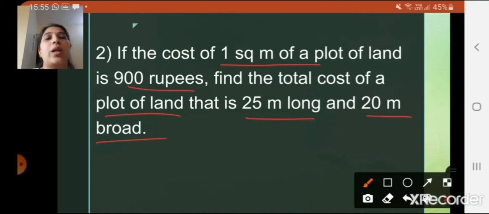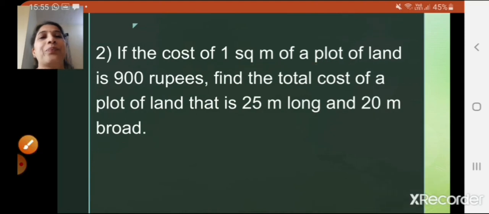Right? So when length and breadth is given, that means you have to find out the area of the rectangle. So area of the rectangle you will use, and what is the formula? Length into breadth. So 25 into 20. So that you will get the area of the rectangle. So after that, whatever area you are going to get, that you are going to multiply by 900 rupees. So you will get the total cost of the plot of land. So let's start.